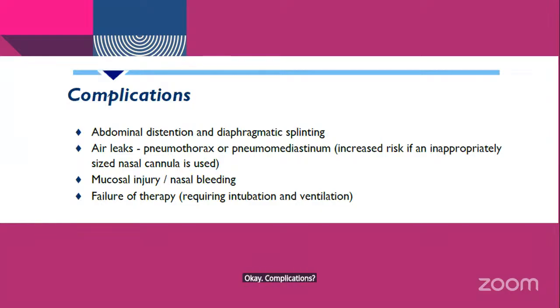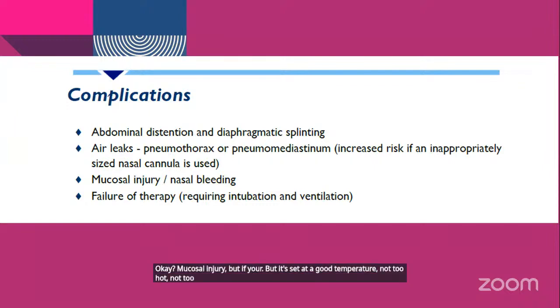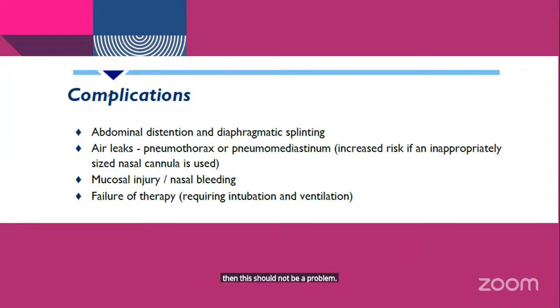Complications. The most important one is abdominal distension, and they tend to splint their diaphragm. That is the one big issue that this device has, because the children will swallow some of the air that is being entrained down. Okay? Mucosal injury, but if your bath is set at a good temperature, not too hot, not too cold, and kept regularly full, then this should not be a problem. Okay? And obviously, like all therapies, therapy can fail and you need to proceed to something else.